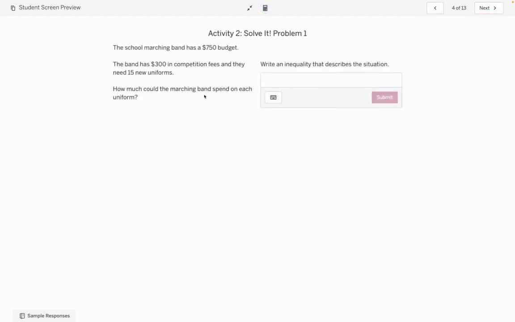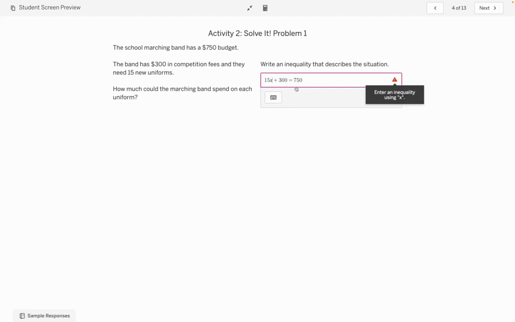Next, we're going to write an inequality for this here. It says the school marching band has a budget of $750. The band has $300 in competition fees, and they need 15 more uniforms. How much could the marching band spend on each uniform? So if we think of it as an equation, we know that our equation is going to be equal to 750, and that's their budget. So what are they spending that 750 on? Well, there's the $300, so that's plus 300. And then there's the 15x, which is the number of uniforms times how much each costs, plus the 300.